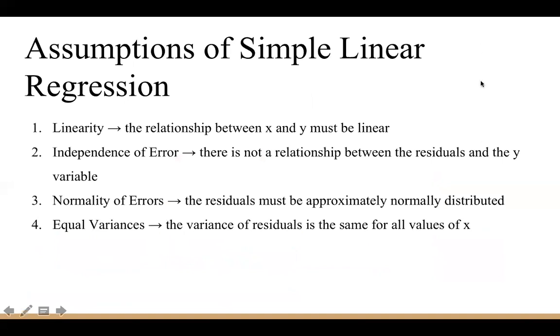Okay, so there are some assumptions of a simple linear regression. The first one is linearity, so the relationship between x and y must be linear. Independence of error: you have to make sure there's no relationship between the residuals and the y variable. You want to make sure that there's normality of errors, so the residuals must be approximately normally distributed. And then finally, equal variances, so the variance of residuals is the same for all values of x.